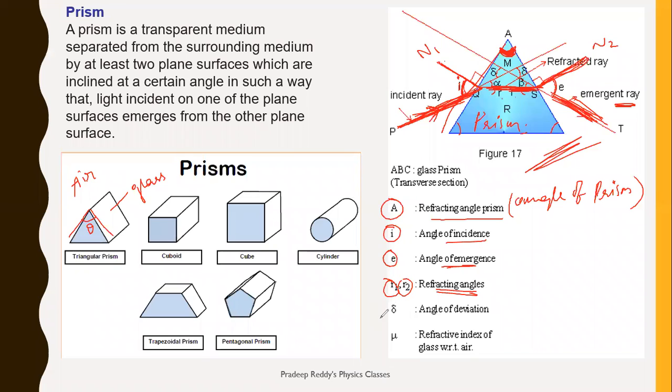And next is deviation, that is angle of deviation. I'll explain this in the next slide. And the next is mu, which is the refractive index of the glass medium with respect to air, or you can even call it as refractive index of prism, right? So these are the terms related to prism.